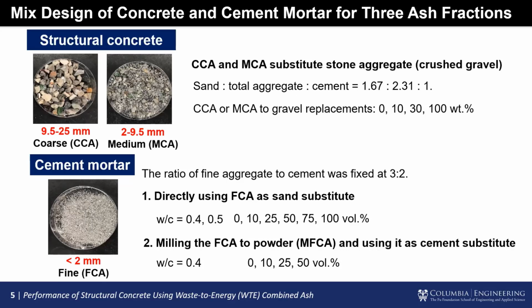Because the specific gravity of the coarse and medium combined ash is similar to that of the crushed gravel, mass replacement is conducted in this concrete design, with replacement up to 100%. However, the fine combined ash has half the specific gravity of the natural river sand. Therefore, the traditional mass replacement will result in a total volume increase.